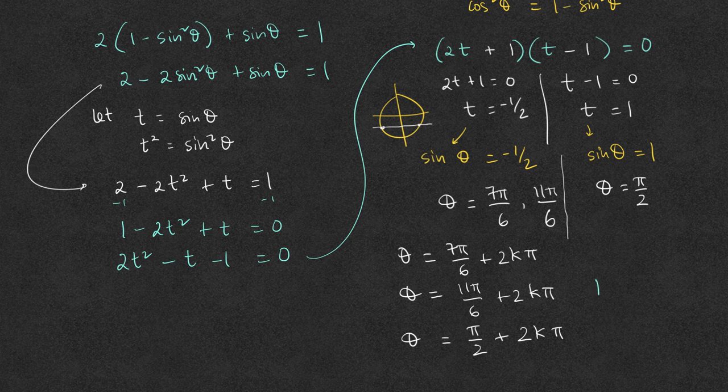k is an integer: 0, plus or minus 1, plus or minus 2, and so on. If we want more solutions, we set k equals 1, k equals 2, k equals 3, k equals negative 1, and so on. But when k equals 0, we obtain, again, the principal solutions.